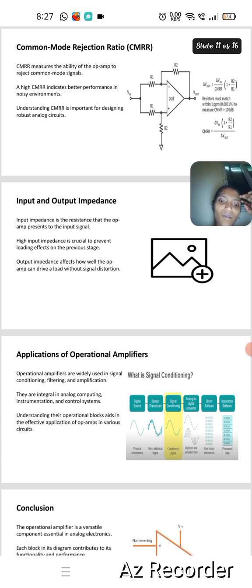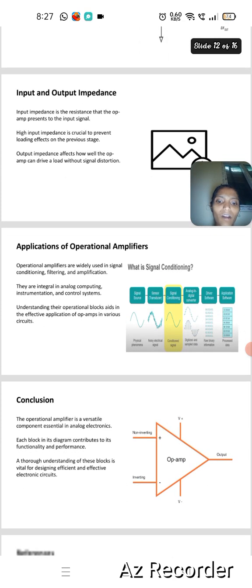Conclusion of this topic: the operational amplifier is a versatile component essential in analog circuits, analog electronics. Each block in its diagram contributes to its functionality and performance. A thorough understanding of these blocks is vital for designing efficient and effective electronic circuits.